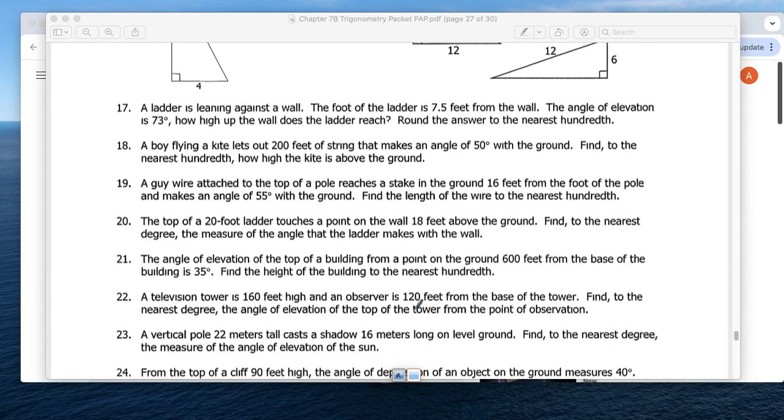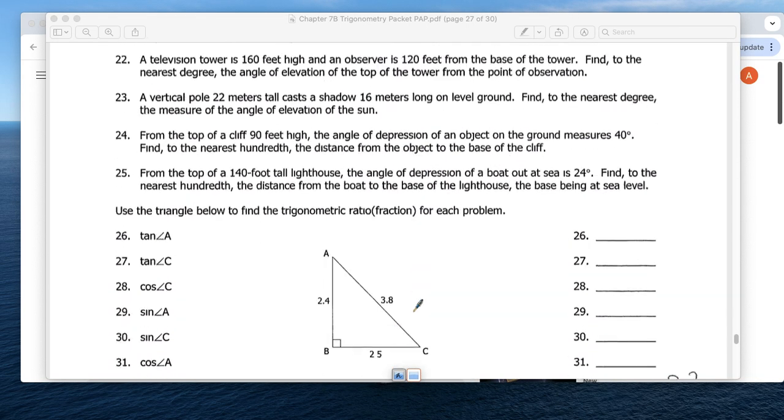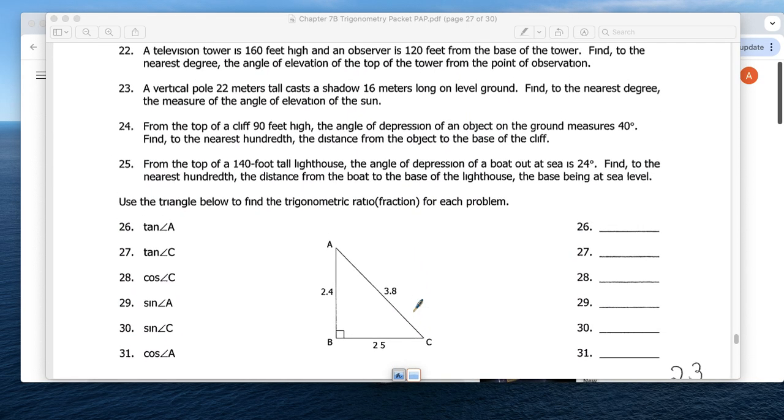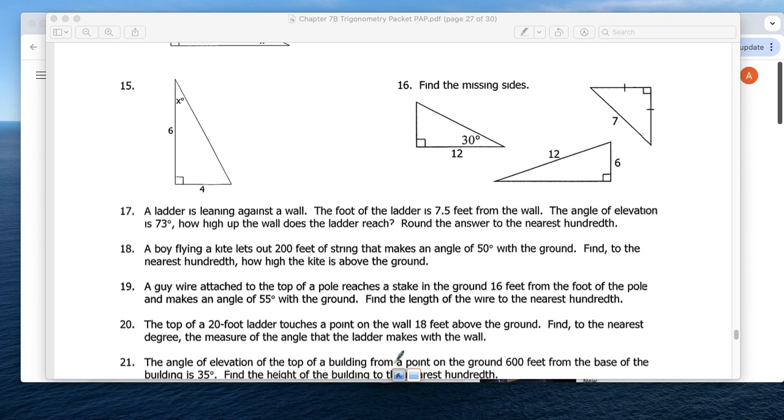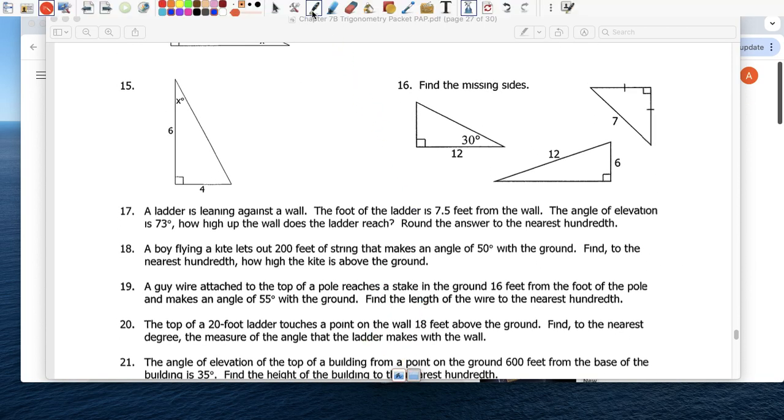17 through 25. Oh my God, it's all about drawing, right? As long as you draw it and you understand the problem, it's easy. So a ladder is leaning against a wall. So here's a wall. Wall is straight up, right? So here's your ladder. And then obviously this is the floor.